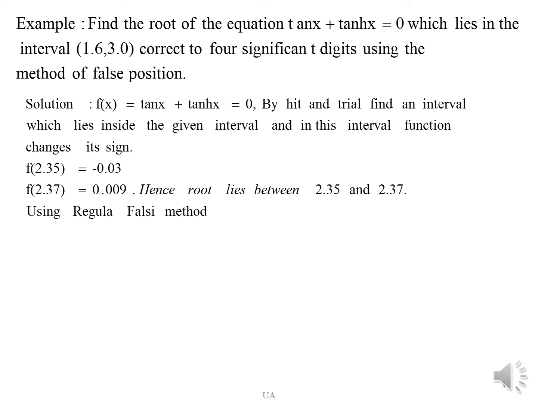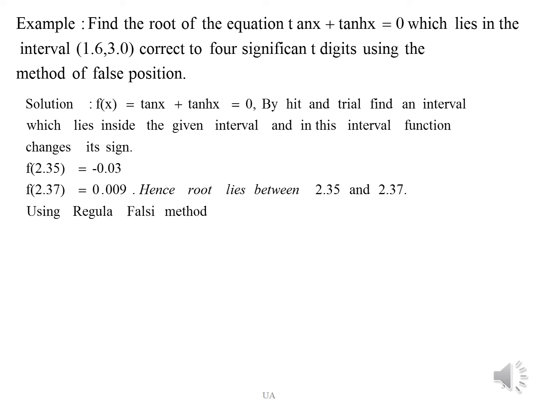By hit and trial we may try 3-4 points. If both of them are negative, then we have to take another point. But as soon as we get 2 points where the function changes its sign, we can start doing our calculation. So we got one interval here which is quite a bit smaller than the given interval. The given interval was 1.6 and 3, and this new one is 2.35 and 2.37.